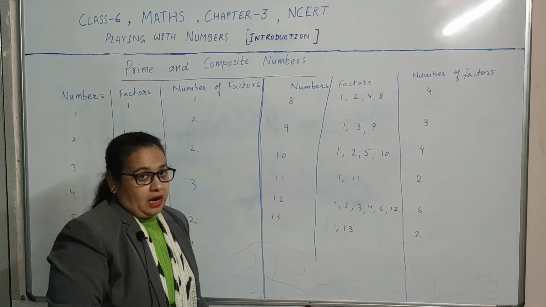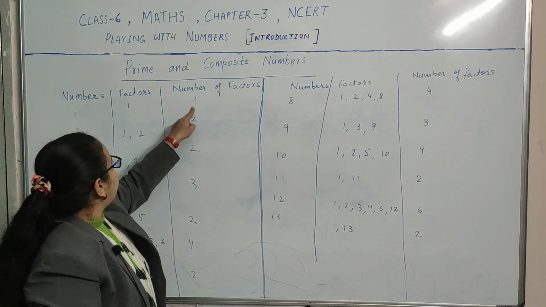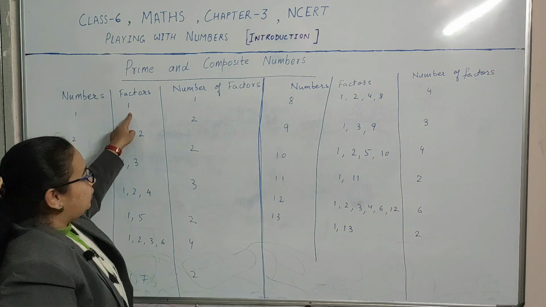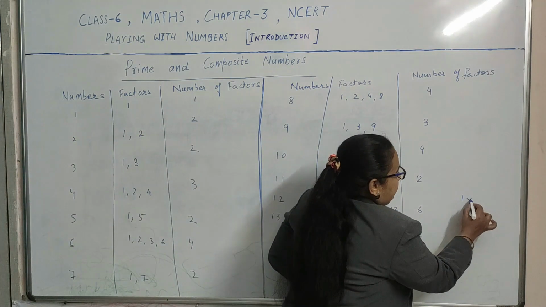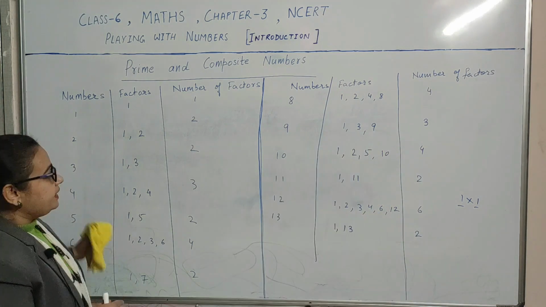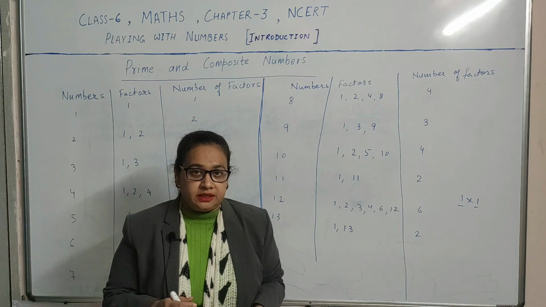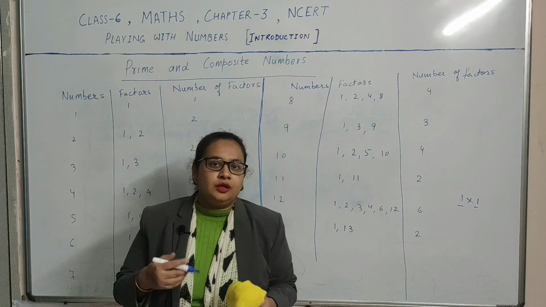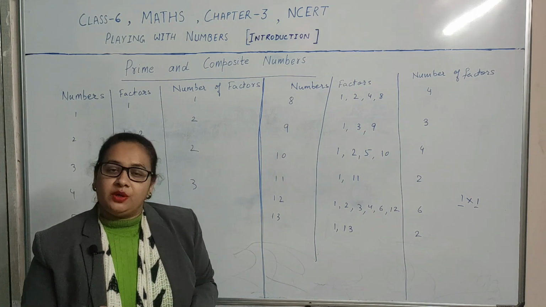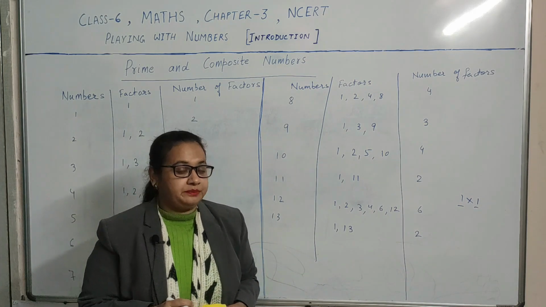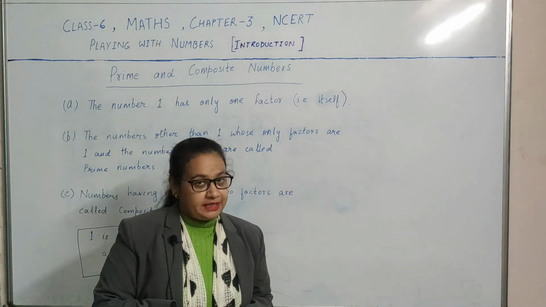So what about 1? See, 1 has only 1 factor, because it can only be represented as 1 multiplied by 1, right? So 1 is neither a prime number nor a composite number. It has neither 2 factors nor more than 2 factors. It has only 1 factor. So it is neither a prime nor a composite number. Understood? So now we have understood what prime and composite numbers are. Let us see their definitions.